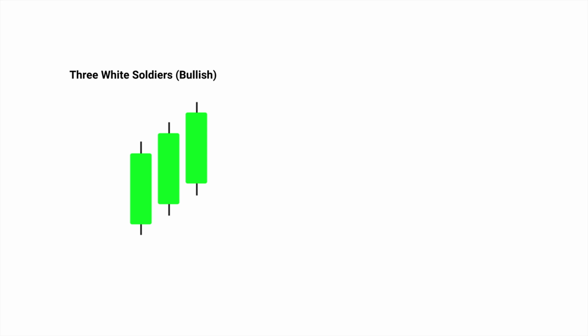Okay, 3 black crows, the opposite of the 3 white soldiers. Each of the 3 candlesticks in the black crows pattern should be relatively long, bearish candlesticks, with each candlestick closing at or near the low price for the period. So it has to be continually going down. Down, down, down, and mustn't be going across and sideways.